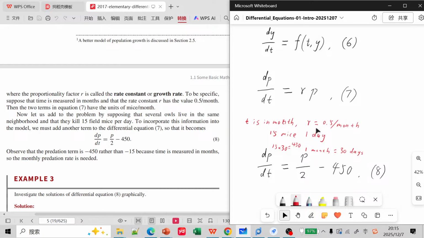And we substituted the value of r to here. So we can get 0.5 times P here, and this is P over 2. And then we subtract 450 mice per month. And lastly, we get this result here.